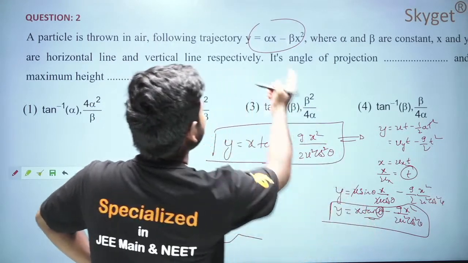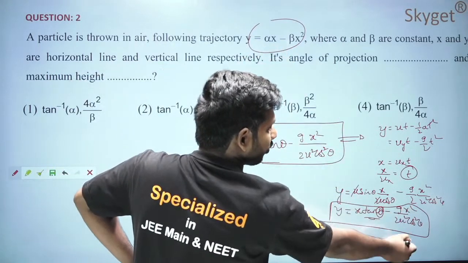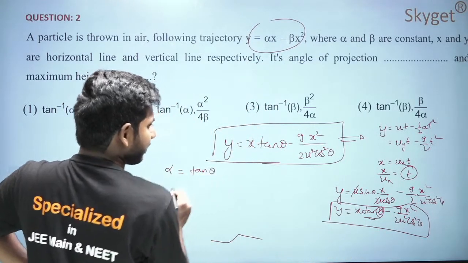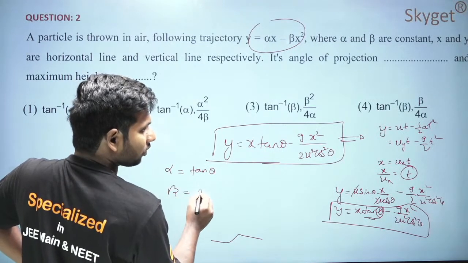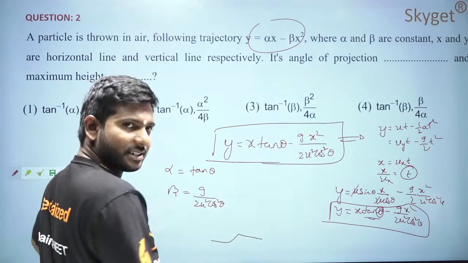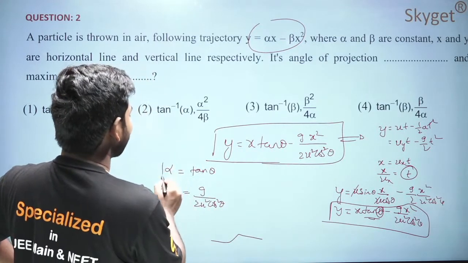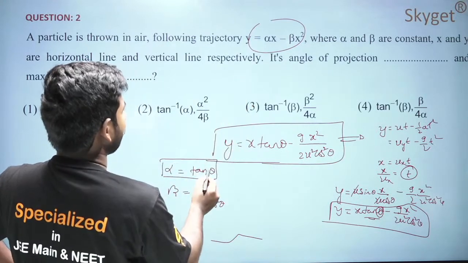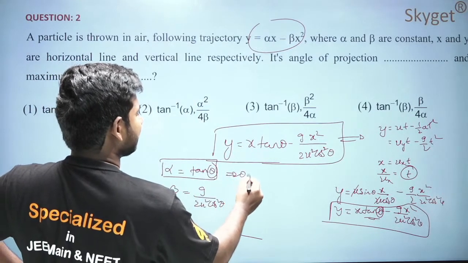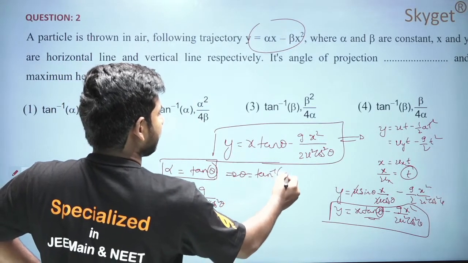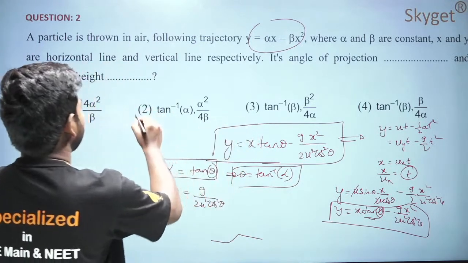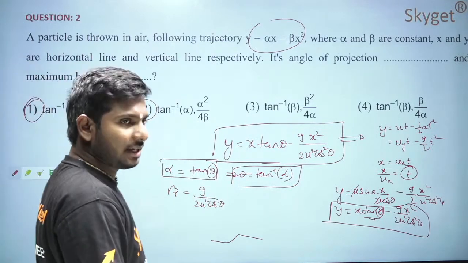So if you compare this equation with alpha x minus beta x square, alpha is equal to tan theta, beta is equal to g by 2 u square cos square theta, isn't it? So if you compare this equation, alpha is equal to tan theta, then theta is tan inverse of alpha. So this is direct from the equation. So either the second option or the first option should be our answer.